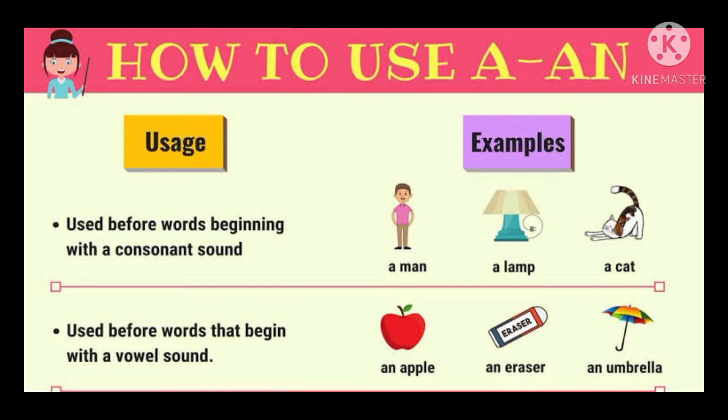Children, the article an is used before a noun that starts with a vowel sound. For example, an apple, an eraser, an umbrella. So in all these words, they start with a vowel: a, e, u, etc.